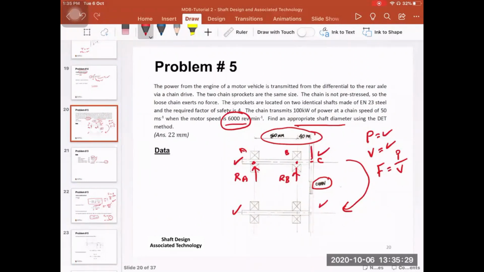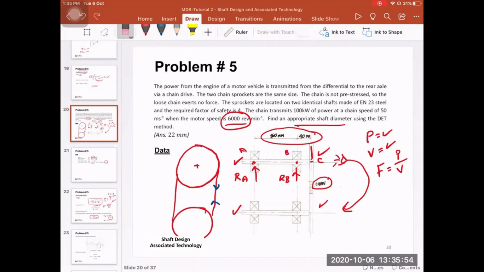If we look from the side view like this, and draw whatever you see here, you'll find that you have two sprockets and a chain between them. So you have a force here, if we consider this as your tight side. The force here depends, actually. Let me just remove this portion and say, if it rotates in this direction, the tight side will be here, and then you have the force here.